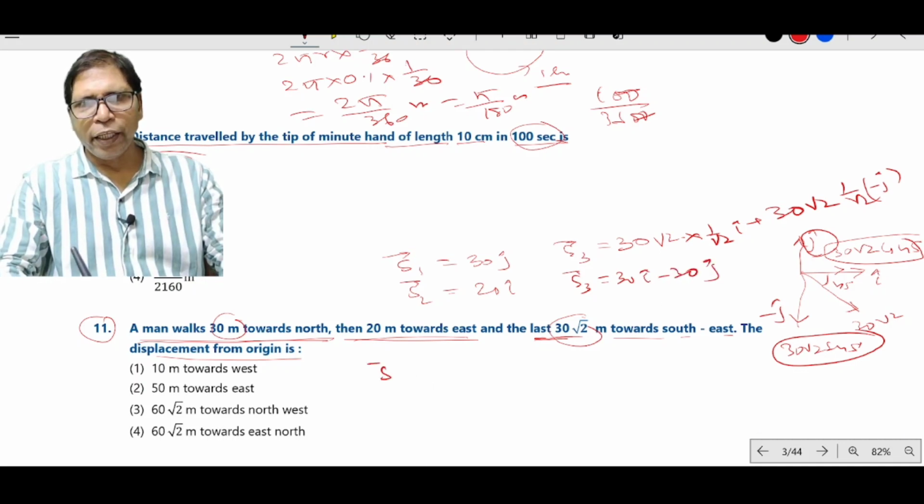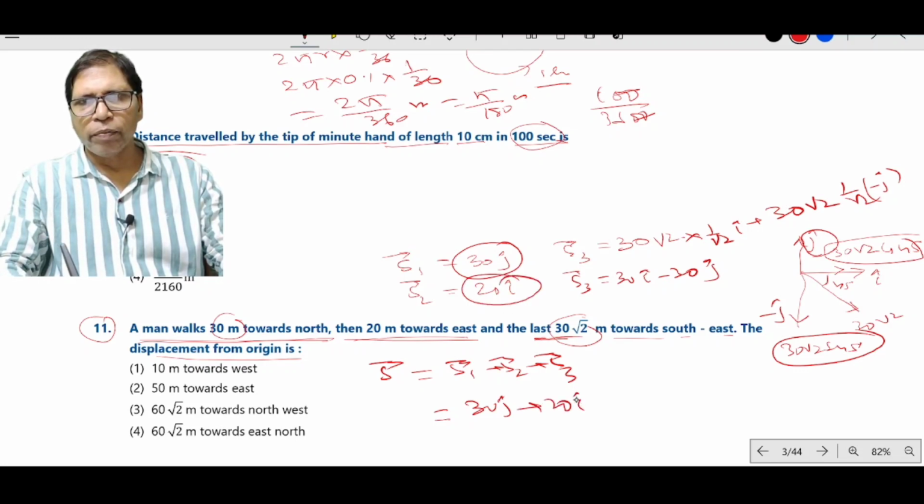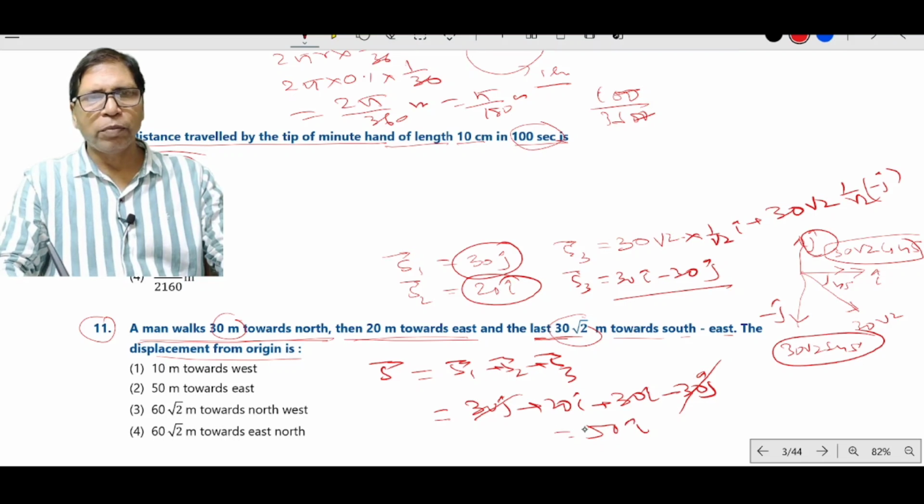So displacement S vector is S1 vector plus S2 vector plus S3 vector. So S1 vector is 30 j cap, S2 vector is 20 i cap, plus S3 vector, which is 30 i cap minus 30 j cap. Look at this, the j cap terms cancel out. So 50 i cap is the displacement. So displacement is 50 meter towards east. Okay, understood.